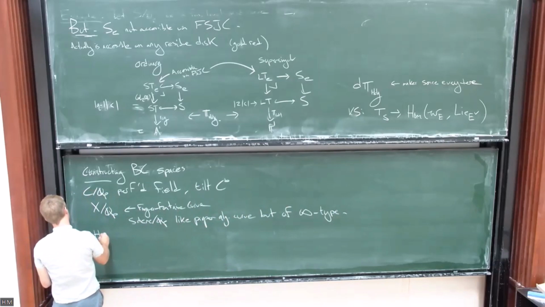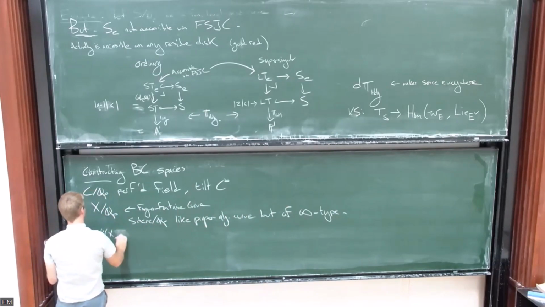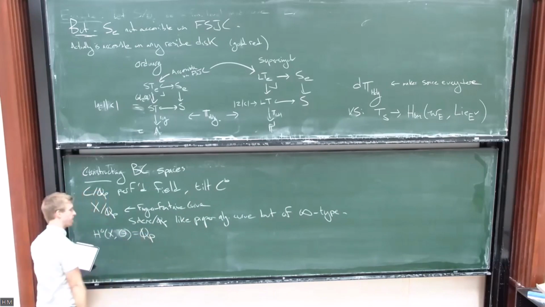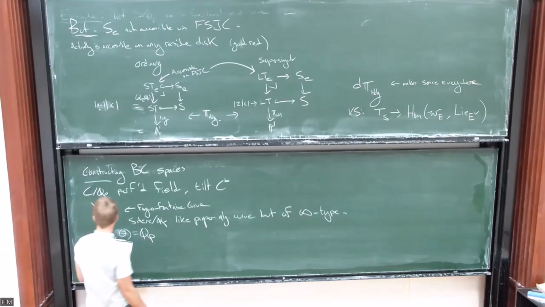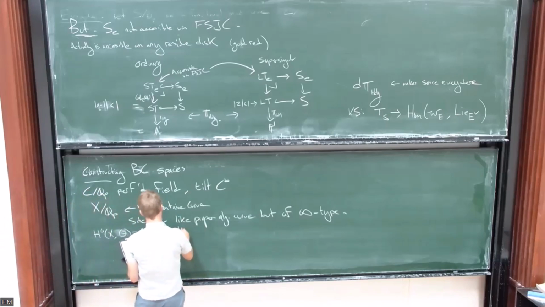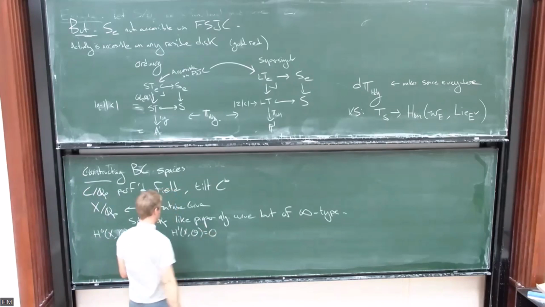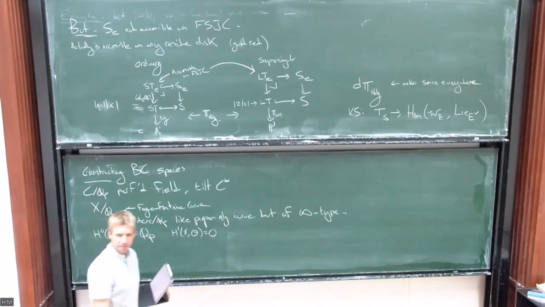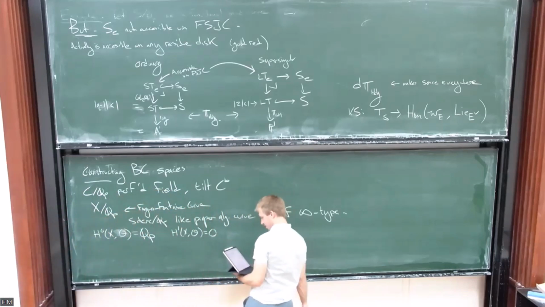So if I take global sections of the structure sheaf, I just get Q_p. I'll mention this later. If I take H^1 of the structure sheaf, I actually just get 0. This property says you're not even worse than an asymptotic or genus 0 curve, which is very nice.